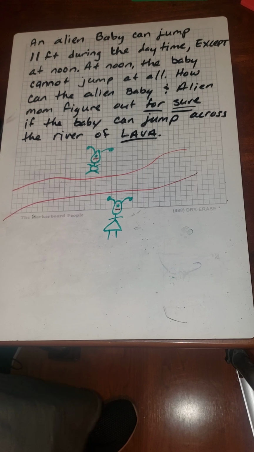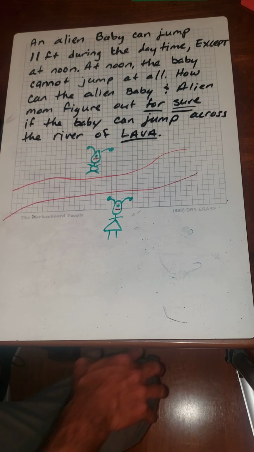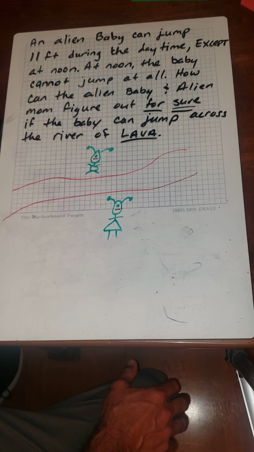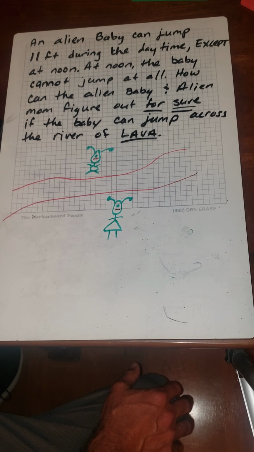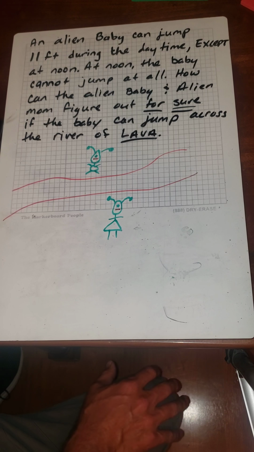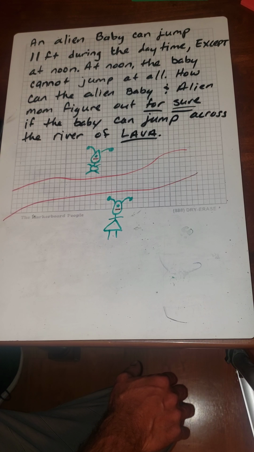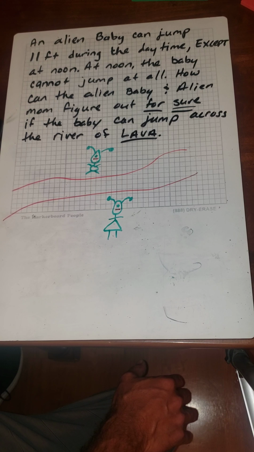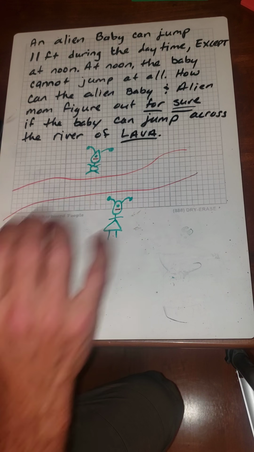Okay, so hopefully you've already had a chance to pause and read the problem and get an idea of what we have here. So here's what we got. An alien baby can jump 11 feet during the daytime, except for at noon. At noon, the baby cannot jump at all. How can the alien baby and the alien mom figure out for sure if the baby can jump across the river of lava? All right, so again, we got lava going on again.